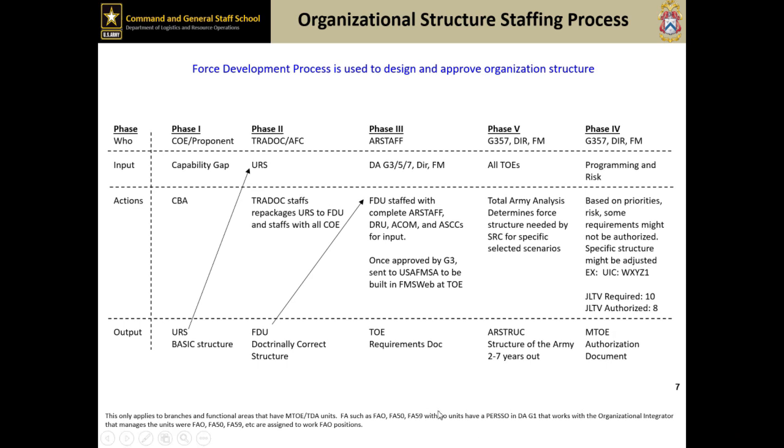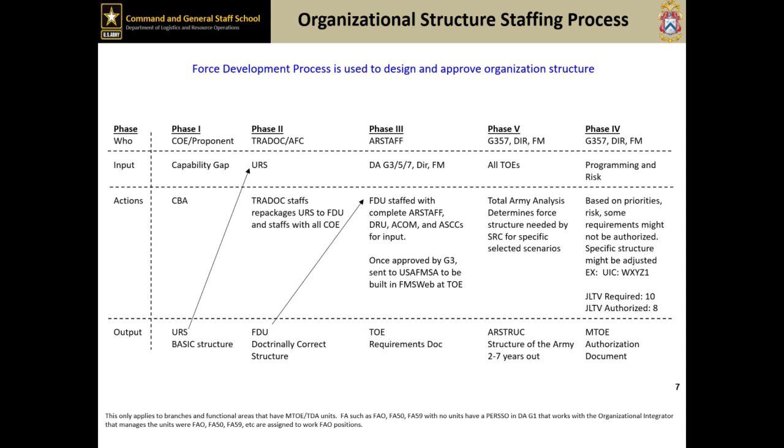And kind of important, even though it's a little footnote down here, it's kind of important to understand that as you look at this, there are a lot of branches. This is only for units, branches in functional areas that have TOW or TDA units and organizations. Functional areas such as FAO, FA50, 59, there are many more that have no units, but you do have people in units. There are 59s and FA50s at ASCC headquarters.